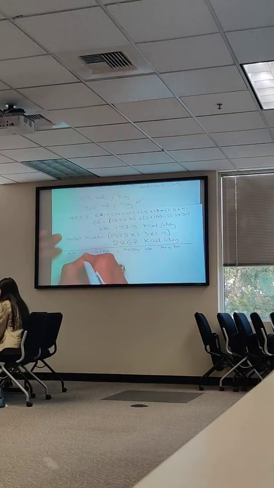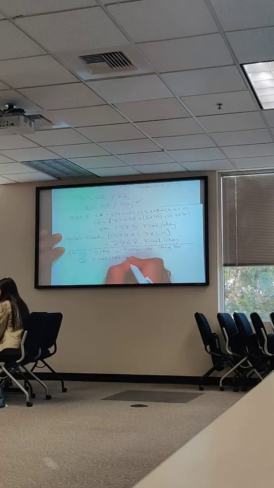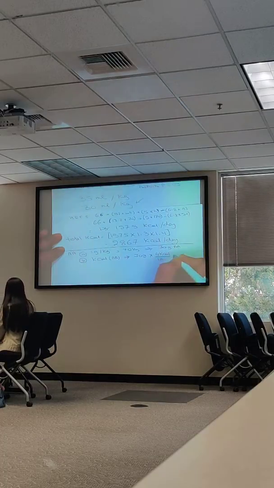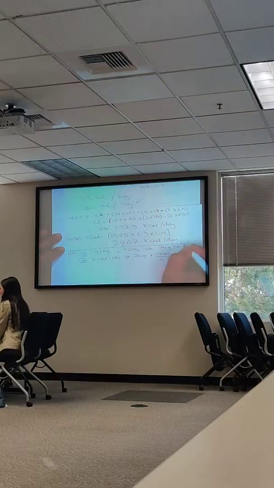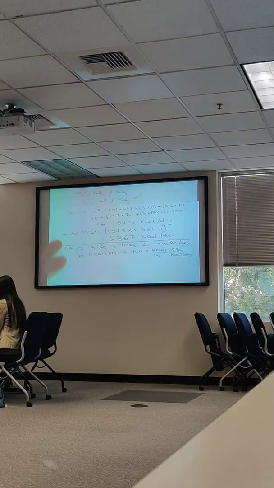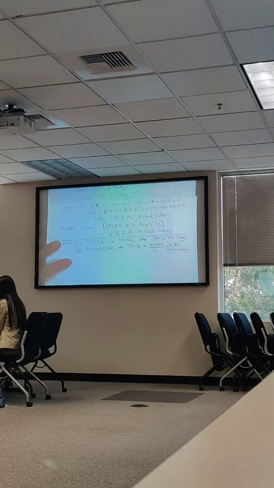That's the first step. The second step is figuring out how many kilocalories from amino acids. So 70 grams multiplied by 4, since each 1 gram gives us 4 kilocalories. So that will be 280 kilocalories per day. This is per day. Sounds good? What's the third step?